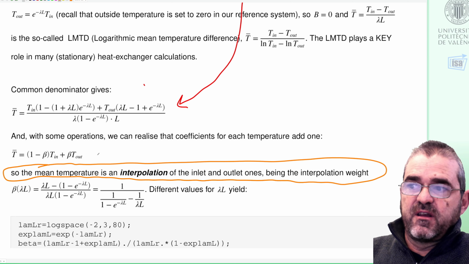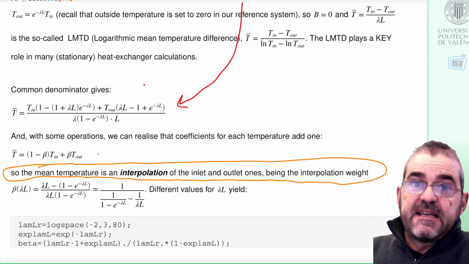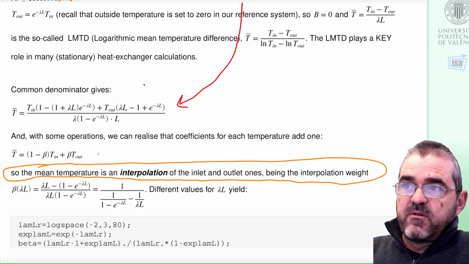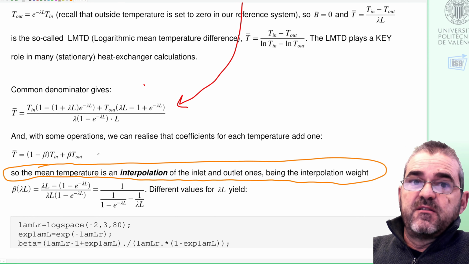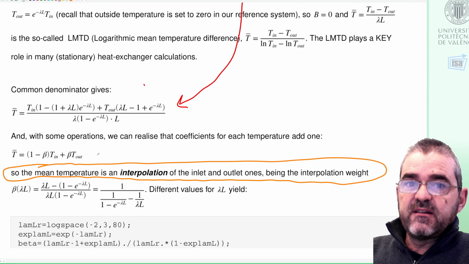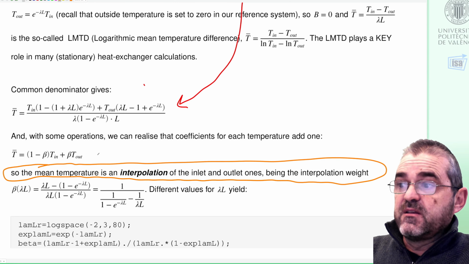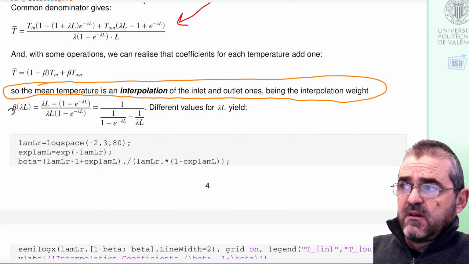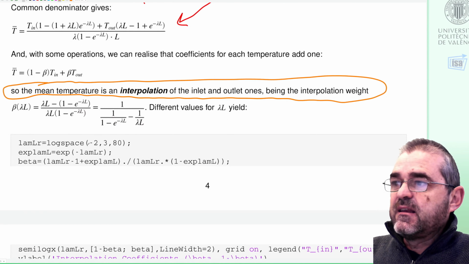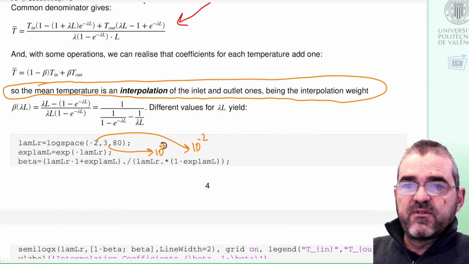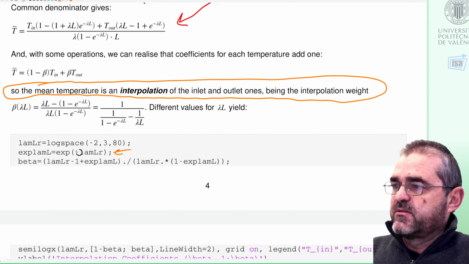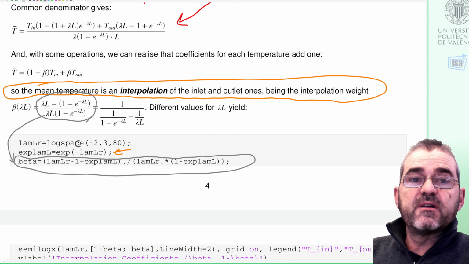If we carefully think, okay, it's kind of trivial. Yes, the mean temperature will be somewhere in the middle of the inlet and outlet. Not exactly in the middle, because that would be a linear profile, but indeed, if we plot beta as a function of lambda L, then I give values for lambda L from 10 to the minus 2 to 1000, 10 to the third power, I compute its exponential and I compute this formula.